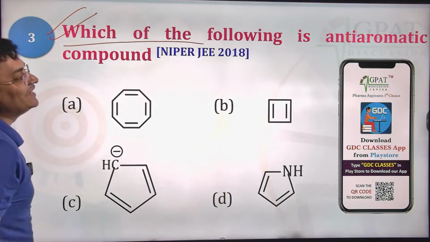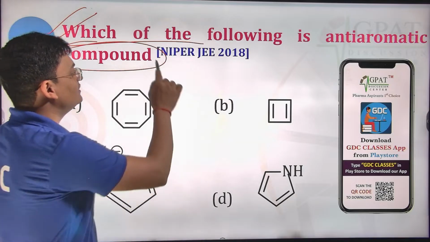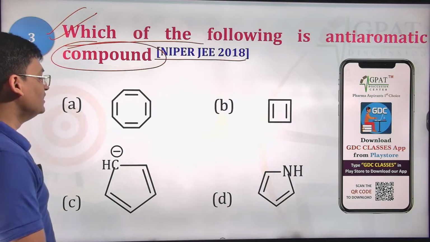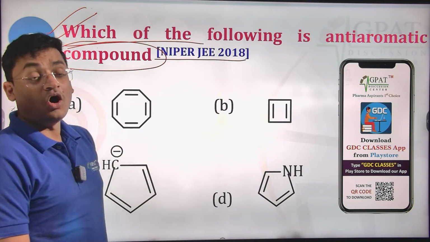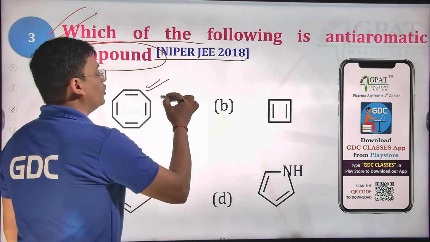Which of the following is an anti-aromatic compound? Again, the question, and this was from the NIPER 2018 examinations. All right. So this is cyclooctatetraene. That is also known as a non-aromatic structure.